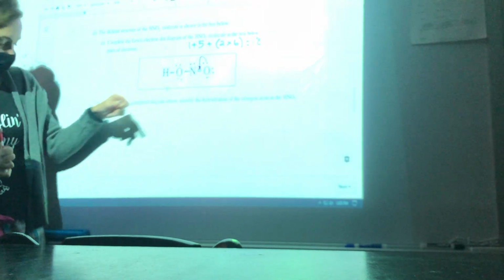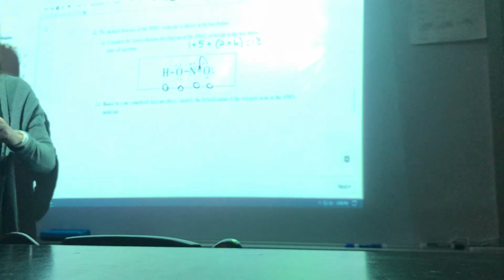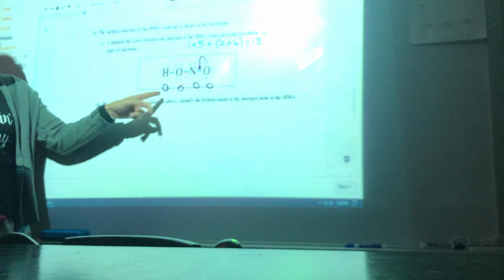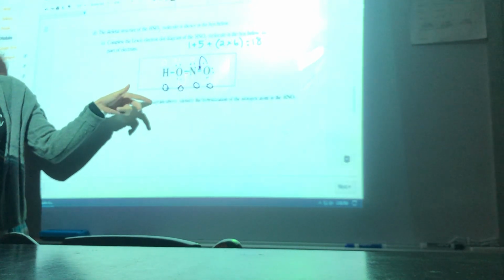here. The formal charges, if I put the double bond here, hydrogen's still 0. Oxygen would be 6 minus 2 bonds minus 4 dots, 0. Nitrogen, 5 minus 3 bonds minus 2 dots is 0. And oxygen, 6 minus 2 bonds minus 4 dots is 0. So what's better, purple or red? Purple, because I want to minimize formal charge.